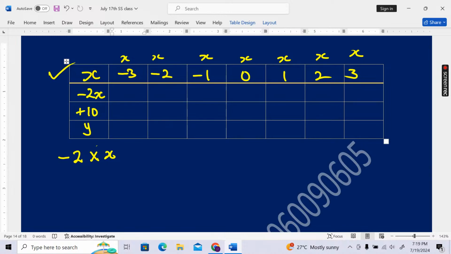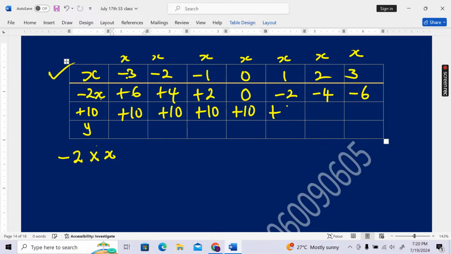So now minus 2 times x, that will be minus 2 times minus 3, that is plus 6, because minus times minus is plus, 2 times 3 is 6. Now minus 2 times minus 2, that is plus 4. Minus 2 times minus 1, that is plus 2. Minus 2 times 0, that's 0. Minus 2 times 1, that's minus 2. Minus 2 times 2, that's minus 4. Minus 2 times 3, that is minus 6. Now, plus 10 is a constant, which means you're going to have plus 10 written all through. It is not to be multiplied by anything.